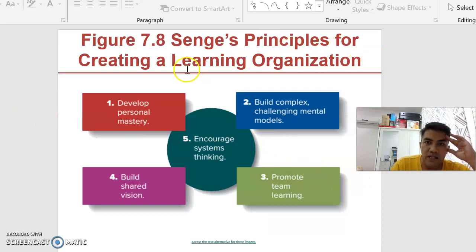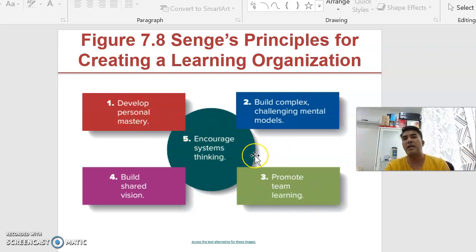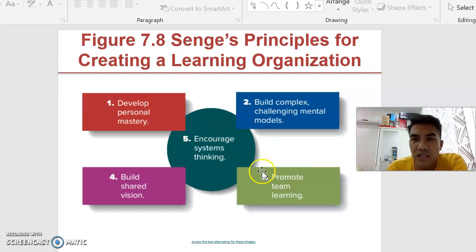Senge's principles for creating a learning organization: number one, develop personal mastery, and then build complex, challenging mental models, promote team learning, and then build shared vision, and then encourage systems thinking. So these are the things that we as managers can try to encourage our employees to practice in order for us to create a learning type of organization.